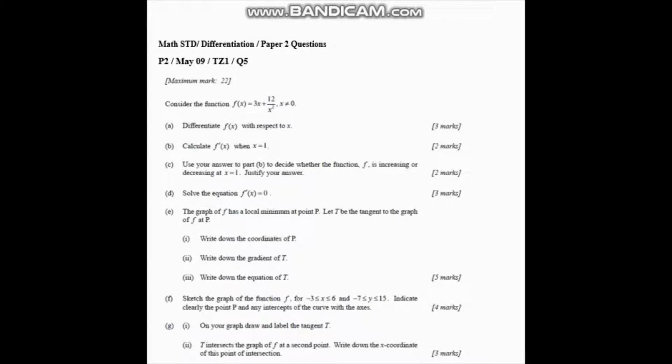Finally, in question G, I am required to draw and label the tangent T, which is the tangent at P from E. We know that T is the tangent to the graph of f at point P, so I need to draw and label this tangent. And I need to write down the x-coordinate of the point of intersection between the graph of f and T. So let's take a look.